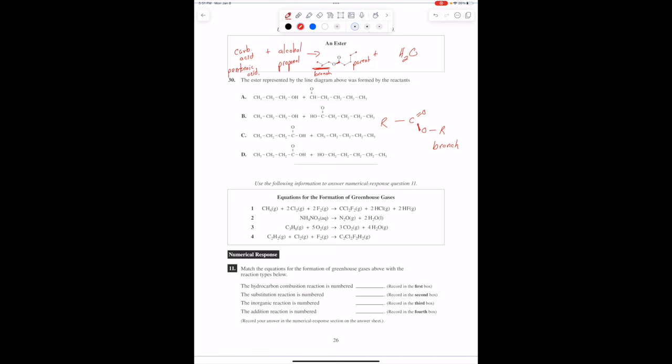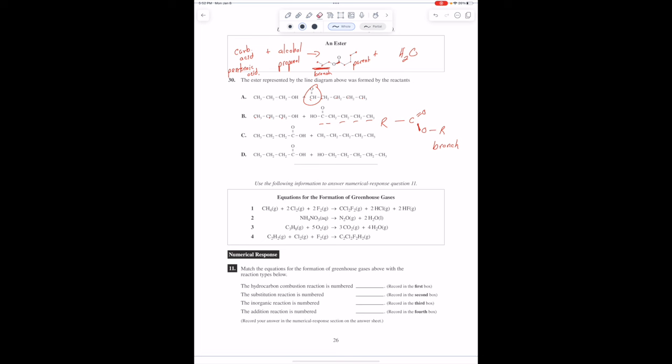All right, so pentanoic acid. When I look, I see 1, 2, 3, 4, 5. But that's not an ester. 1, 2, 3, 4, 5. Double bond to O, single bond to OH. Looks like it's going to be B. And then 1, 2, 3 with an alcohol. That's B.